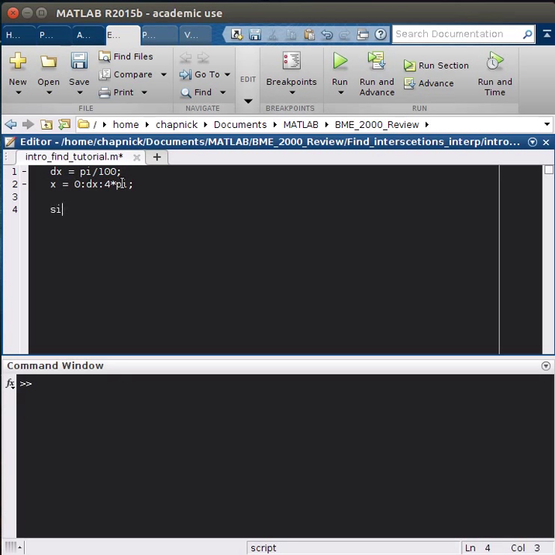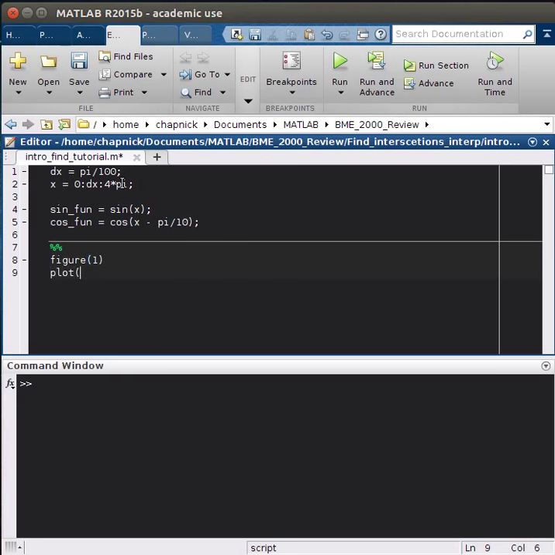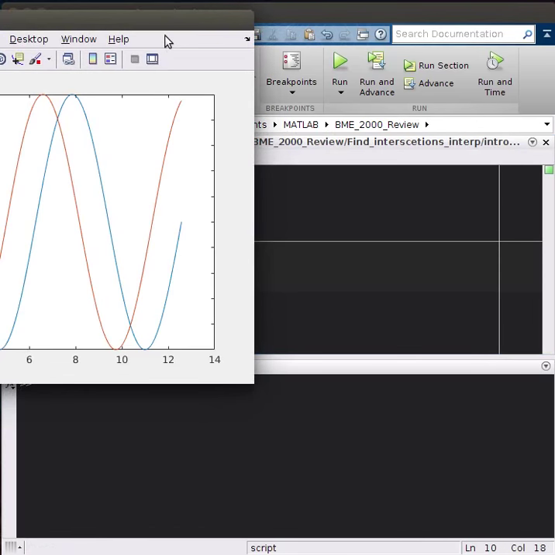And so our sine function is just sine of x, and our cosine is cosine of x minus pi over 10. Let's go ahead and see what those look like. So figure 1, plot x, sine fun. And I'm actually going to do something a little bit differently here to get both of these on the same plot, and it's this hold on statement. All that tells Matlab to do is hold on to the same figure window, and whatever comes next, put it in that same figure window. So this is what we get with the graph.